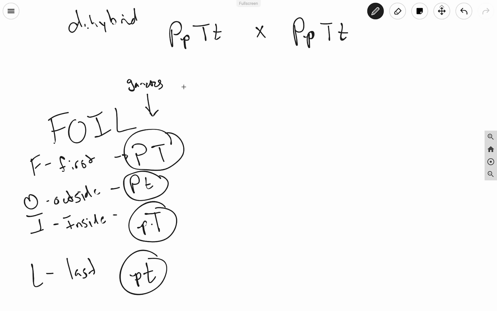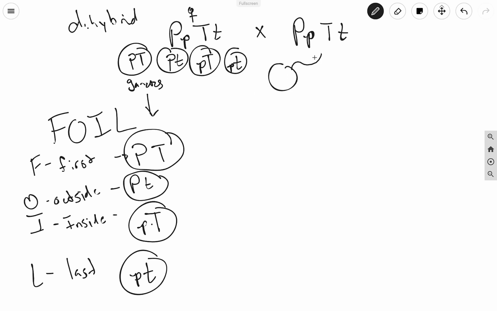Each parent is going to be able to make the same 4 gametes because they have the same genotype. So if this is mom, she can make 4 eggs: big P, big T; big P, little t; little p, big T; or little p, little t. Dad can make the same 4 sperm: big P, big T; big P, little t; little p, big T; little p, little t.